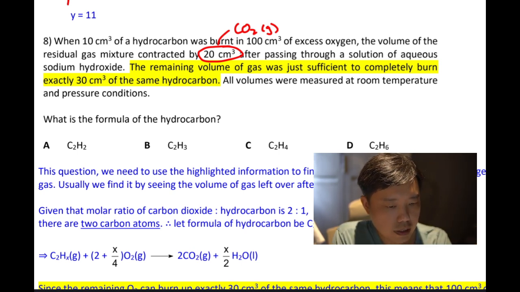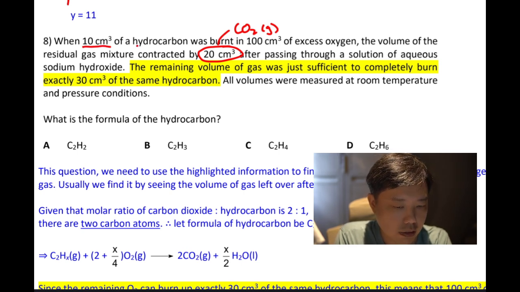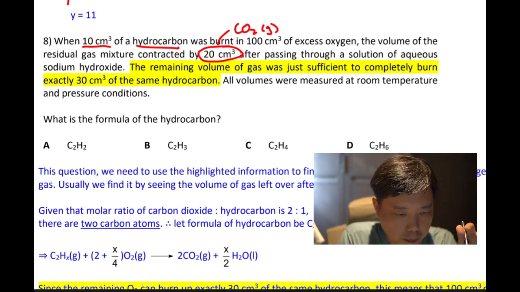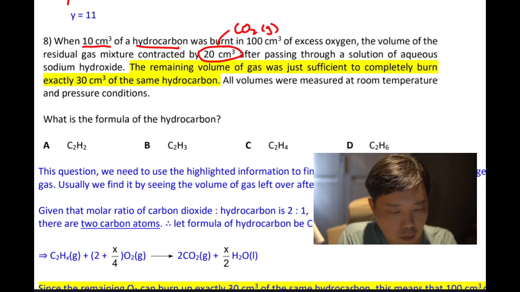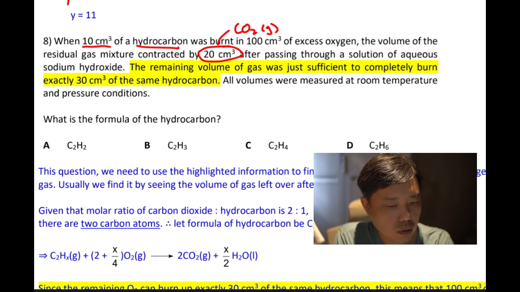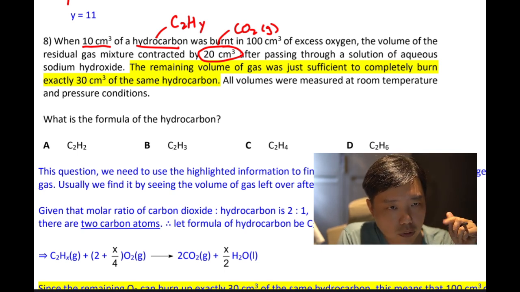So if this carbon dioxide is 20 cm³ and you have 10 cm³ of your hydrocarbon, the mole ratio of carbon dioxide to the hydrocarbon is 2:1, which means that the X in your CxHy is actually 2. So this hydrocarbon is C2Hy, or X, whatever you want to call it. The only unknown here should be working out your H.